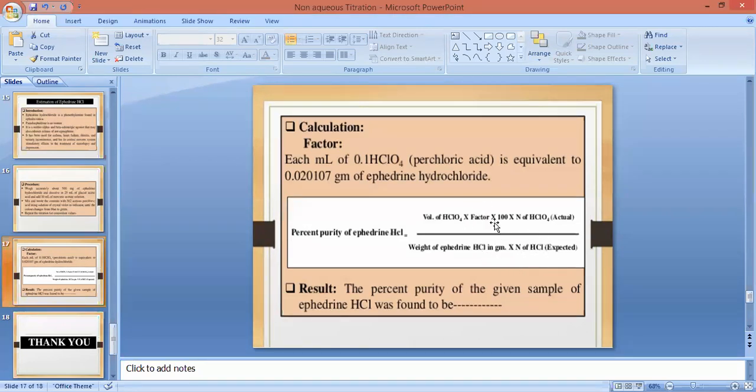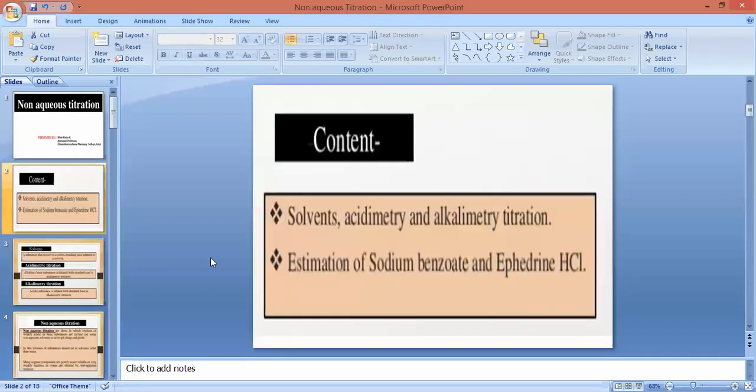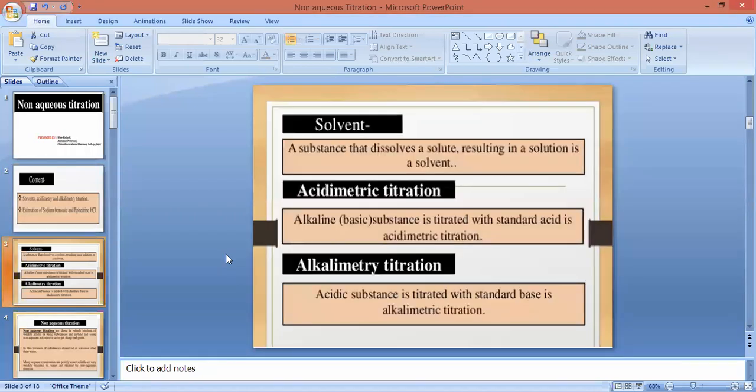By putting all the values into the formula, we can find out the concentration of ephedrine hydrochloride. So this is the estimation method used for ephedrine hydrochloride. So in short, we will cover the bits covered under non-aqueous titration. That is, what is solvent? Solvent is a substance that will convert the solute into solution form.